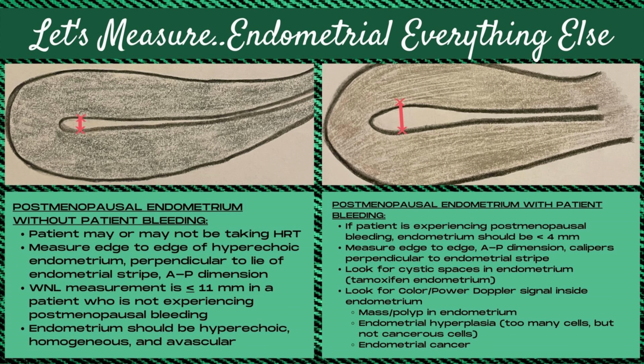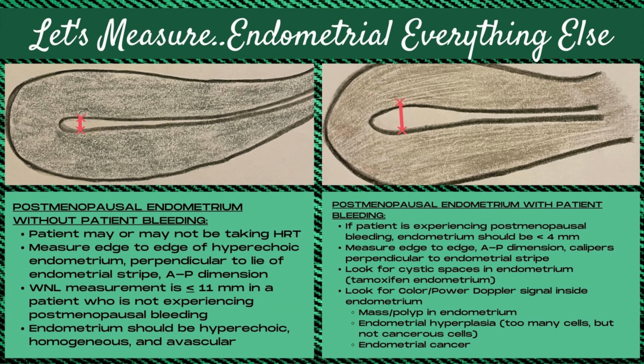Now let's talk about the postmenopausal endometrium. When measuring a postmenopausal endometrium and the patient is not experiencing postmenopausal bleeding, and note that the patient may or may not be taking HRT, which is hormone replacement therapy, you want to measure from edge to edge of the hyperechoic endometrium, perpendicular to the lie of the endometrial stripe. This is an AP dimension, and you want to ensure that the endometrial stripe is elongated before measuring from the fundus to the cervix. A normal measurement is going to be less than or equal to 11 millimeters in a patient who is not experiencing postmenopausal bleeding.